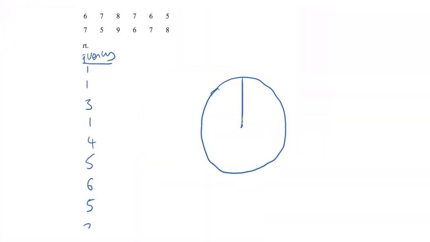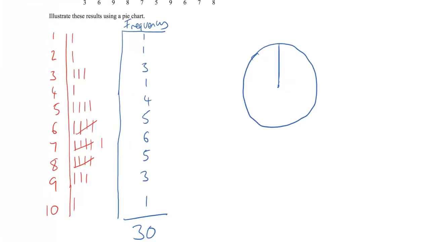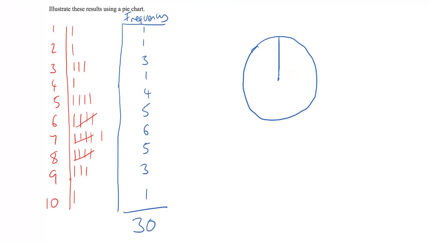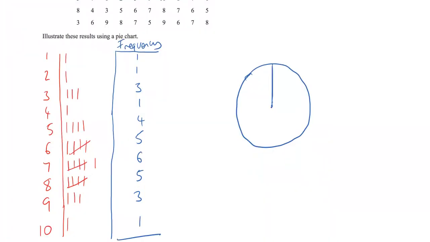So what I've got to think is, well, I've got 30 pieces of information here. I've got to fit 30 pieces into my pie chart. What's each one worth in terms of degrees? So I'm going to have to take my 360 and divide by 30, the total of the frequencies. If I do that, the answer is 12 degrees. That means each one person in the math test is worth 12 degrees. So all I've got to do then is multiply these frequencies by 12 to get a corresponding angle.